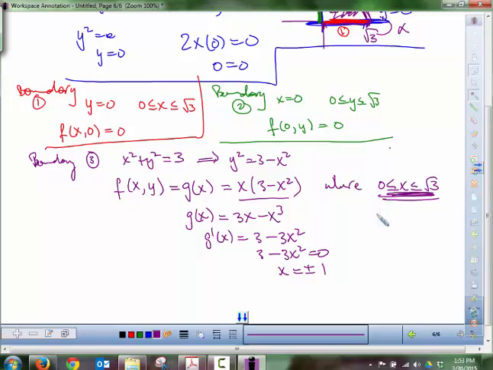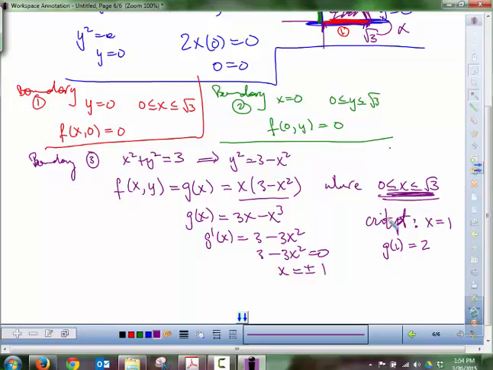So then I'm interested in finding out what happens at the critical point. So the critical point that's meaningful for us is x is equal to 1. And so when I put x is equal to 1 back into the g function, I get 2. Now, I'm also interested in finding out what happens at the endpoints.